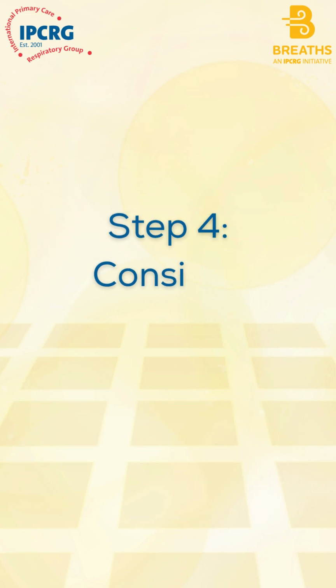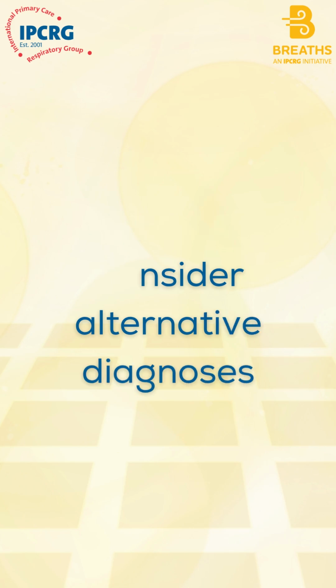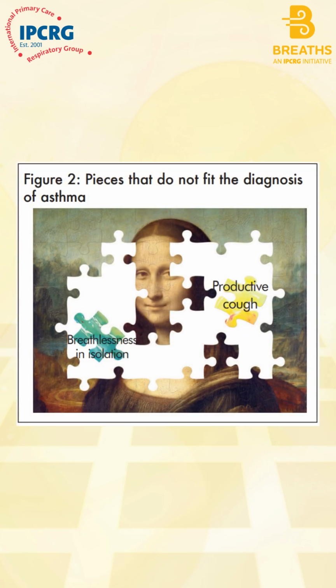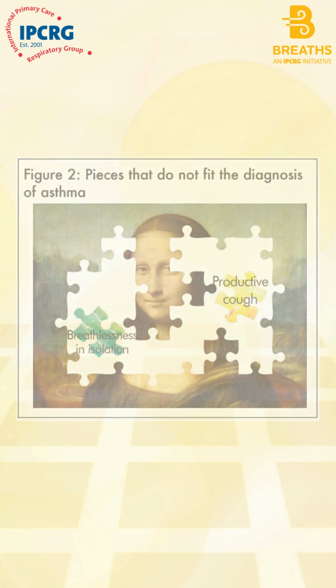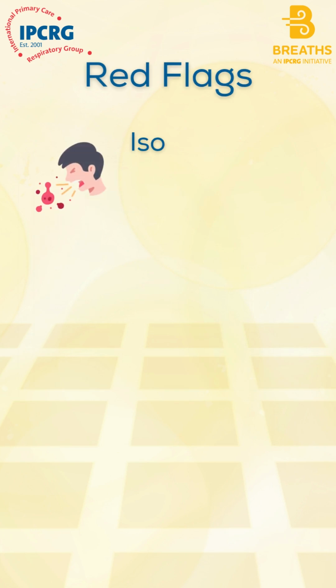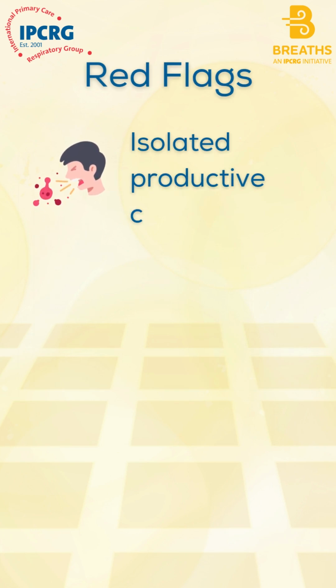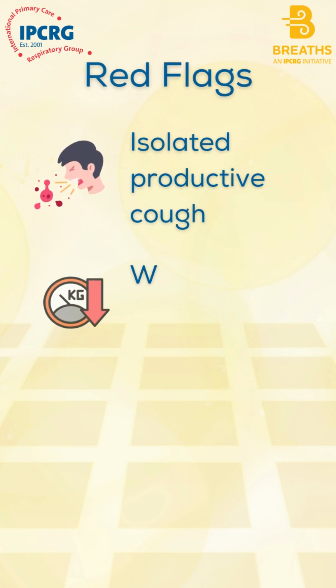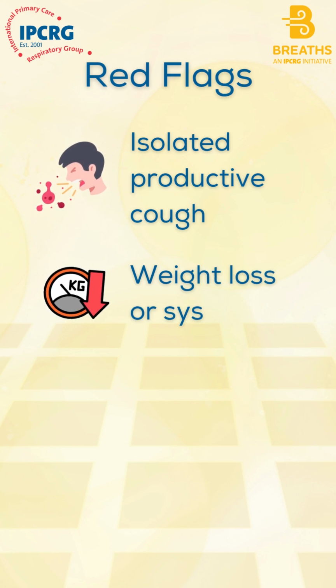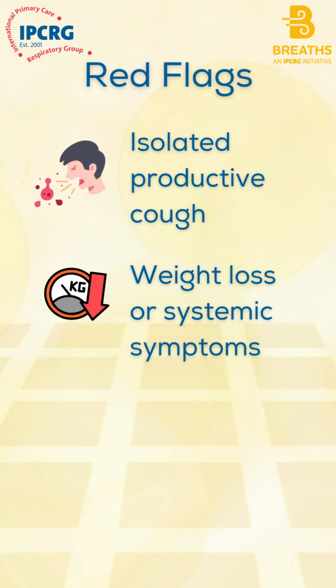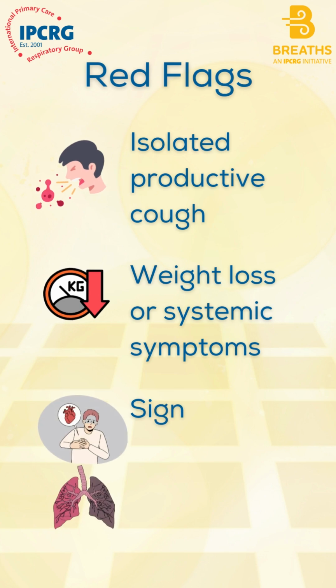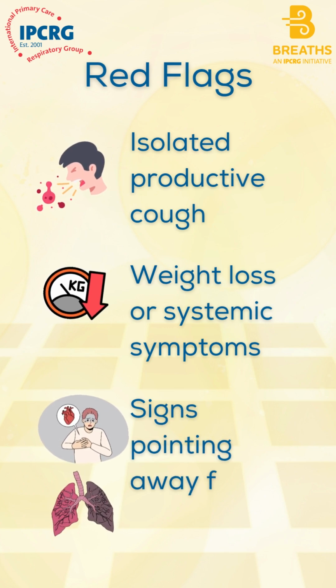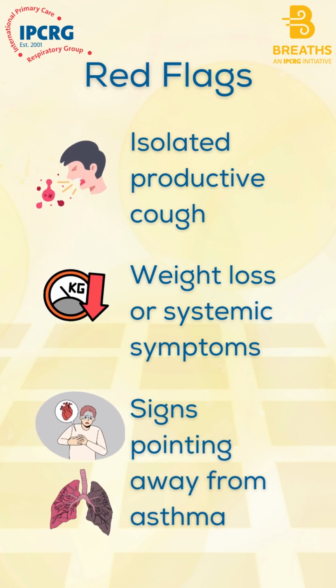Step 4. Consider alternative diagnoses and be alert for clues that the picture may not fit asthma. Red flags include an isolated productive cough, especially with hemoptysis, weight loss or systemic symptoms suggesting infection or other chronic diseases, findings on examination that point away from asthma, such as signs of heart failure or lung cancer.